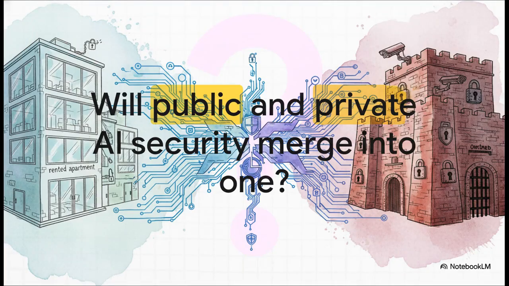So we'll end with a big question for you to chew on. We've spent this whole time carefully drawing a line in the sand between the security for public and private AI. But as these technologies evolve and converge, is that line going to start to blur? Are we heading towards a hybrid future where the best strategies from both the rented apartment and the owned fortress combine into a single unified approach to AI security? It's a fascinating question, and the answer is going to shape the next chapter of AI innovation.